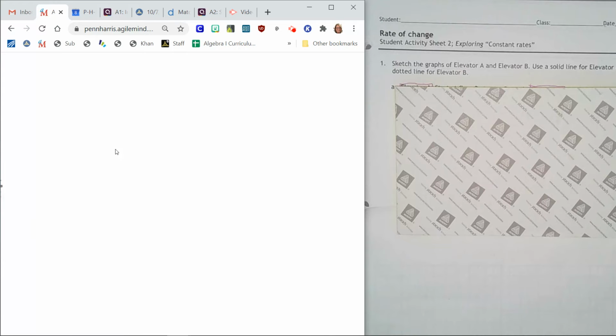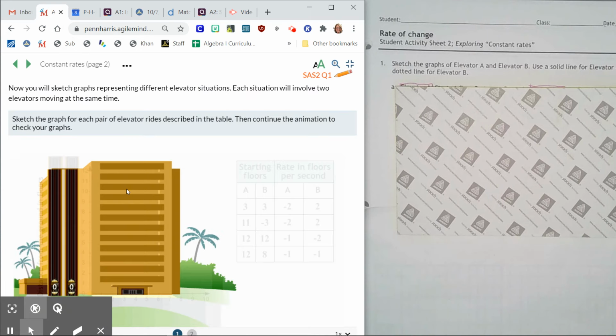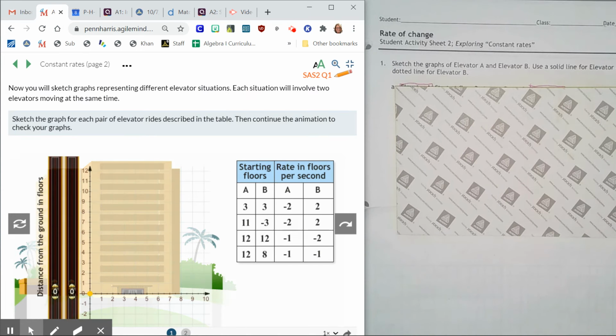Uh-oh. What happened to my Agile Minds? There we go. Okay, so with this, we have 2 elevators again. We're going to go through different situations involving both of these elevators, and we're going to sketch the graph for each pair described, and then we're going to check the animation to see if our graphs were correct.